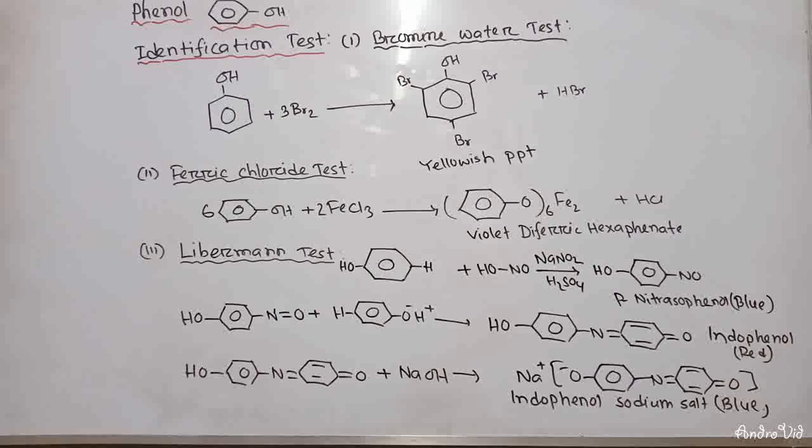So dear student, now identification of phenol. There are three processes to identify phenol. First, the bromine water test, second, the ferric chloride test, and third, the Liebermann test.